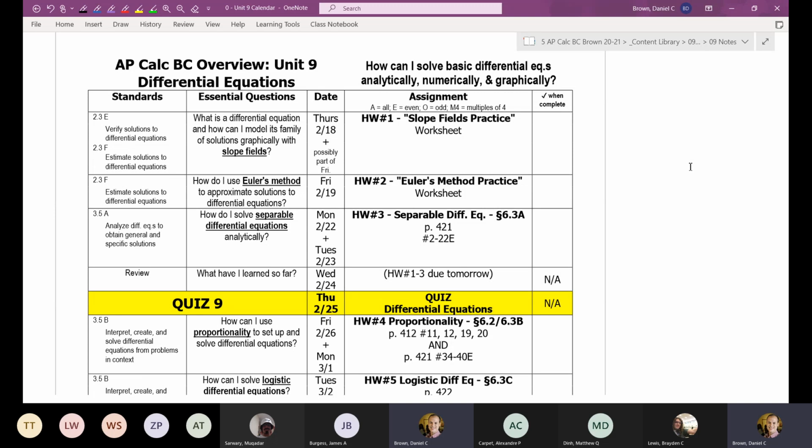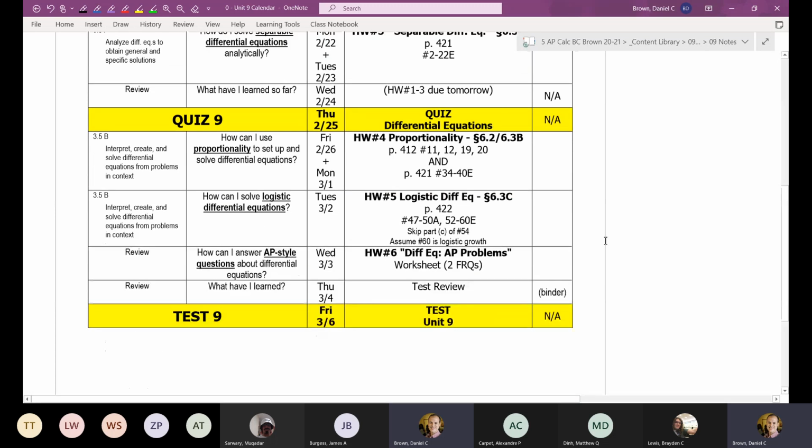Things that we're going to be focusing on this unit are what is a differential equation, how we analyze it, how we can approximate functions using differential equations, and then also there are 2 types of word problems that we'll look at. The word problems we really won't get to until after the quiz, with proportionality and then logistic growth.